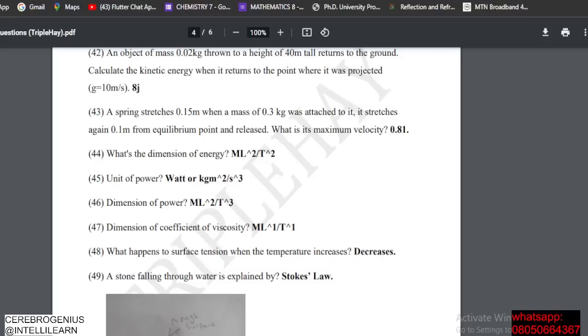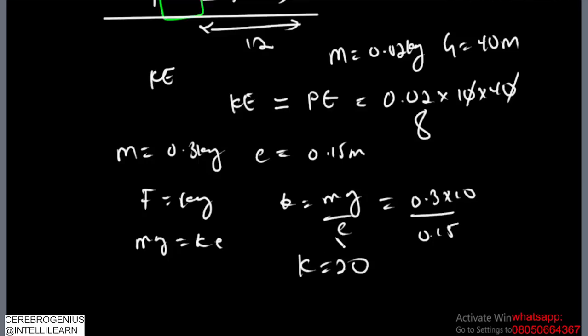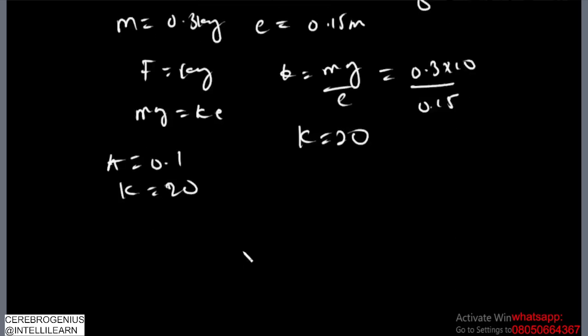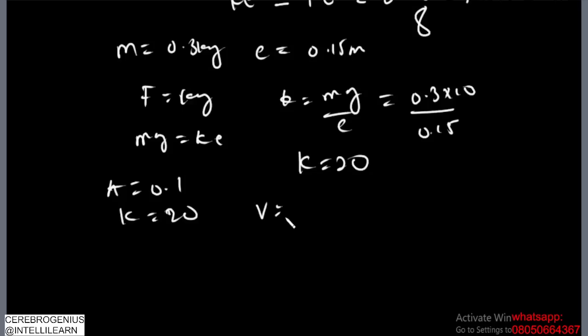Our K is 20. The question is to find the maximum velocity, and they stretch it 0.1. So that means our amplitude is 0.1 and our K is 20. Find the maximum velocity. So we use v is equal to omega A. Now is omega root m over K or root K over m? I'm not sure of the value of omega.